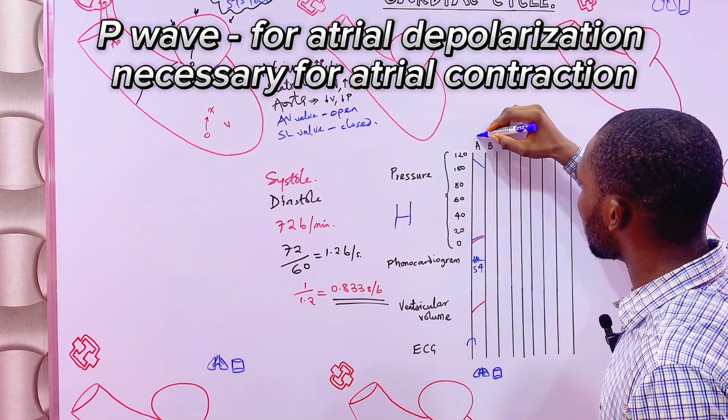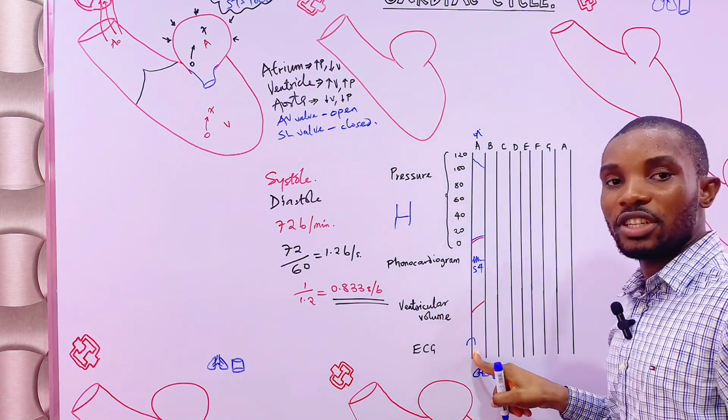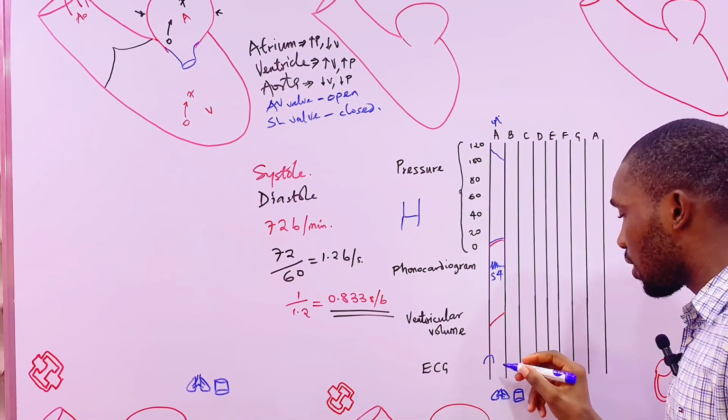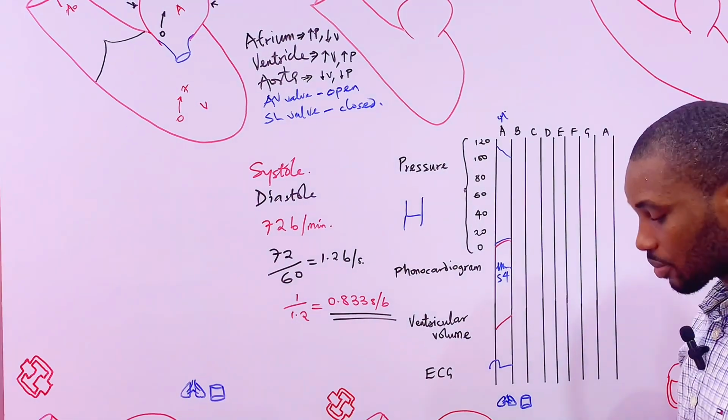So the P wave over here would have been sent earlier on, just before the atrial systole. So this is the atrial systole, all right? This is the atrial systole. So just before the atrial systole, the P wave would have been sent, all right? So we have the P wave here.